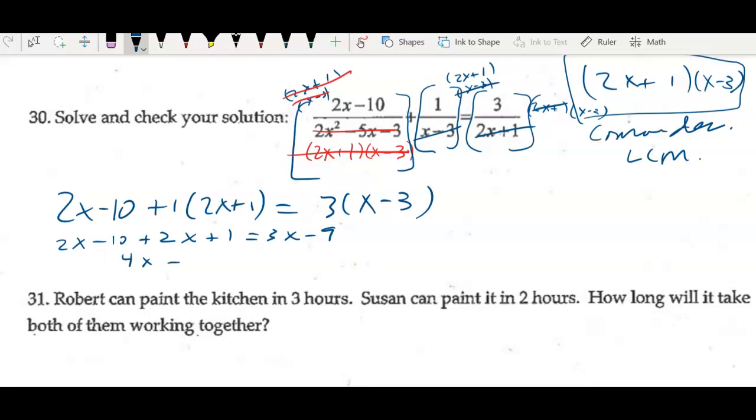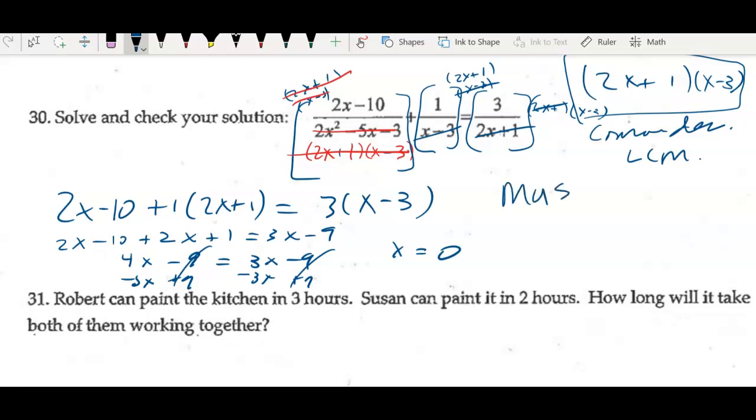4x minus 9, minus 9, subtract 3x. I get x equals, add 9, 0. I get x equals 0. That's it. X equals 0. Because the 9's cancel, the 3x move. You got nothing left on the right-hand side of this equation, so it's just 0.